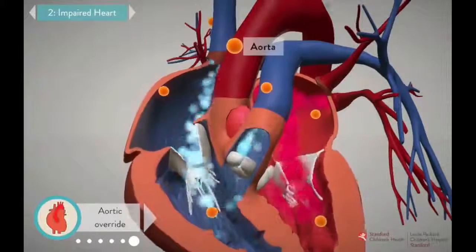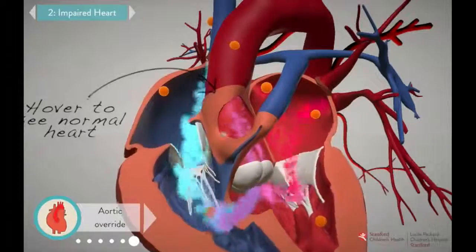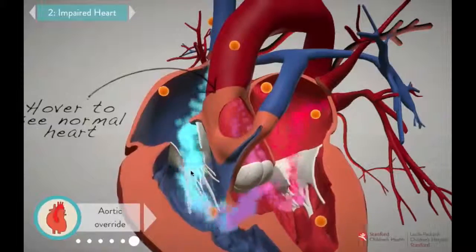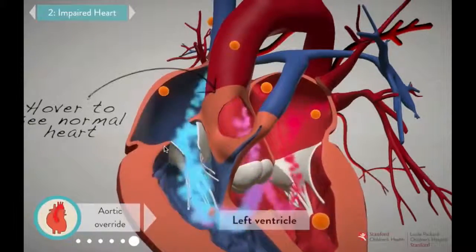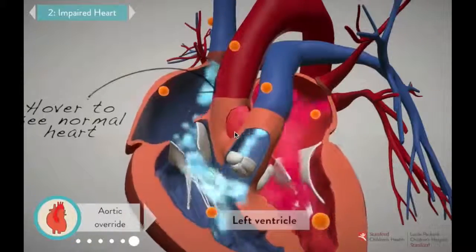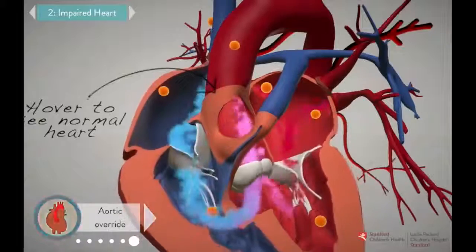The aorta is also a little out of position. It points too far toward the right side of the heart. When we repair the heart, we want to make sure it's better aligned with the left ventricle, the chamber from which it normally receives oxygenated blood on its way out to the body.